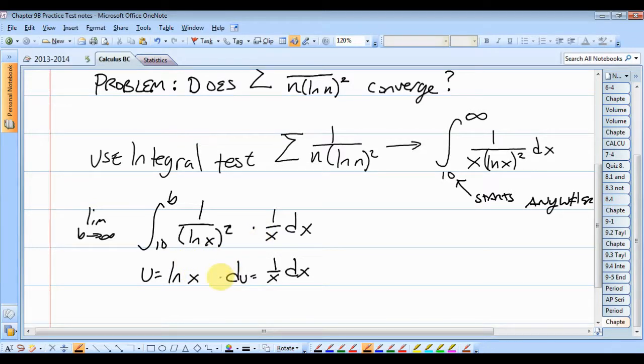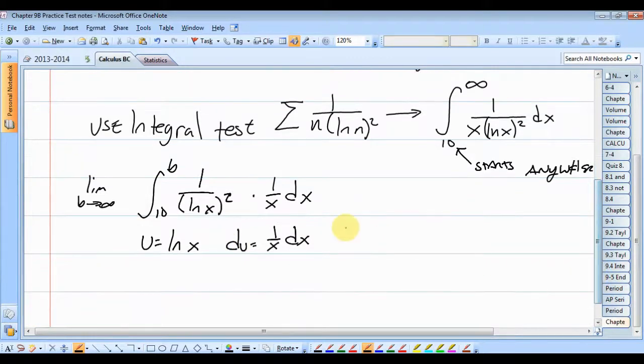Isn't that great? Okay, so this integral becomes, let's just do the antiderivative. The antiderivative of 1 over u squared du, which is the antiderivative of u to the negative 2 du. What's the antiderivative of u to the negative 2?